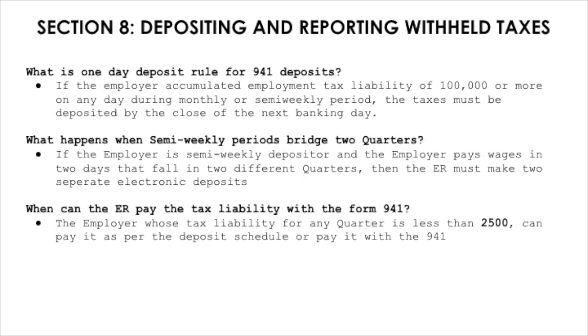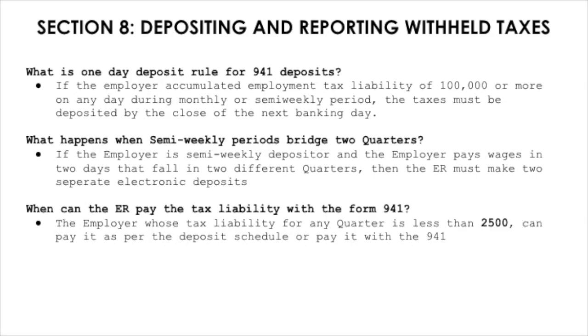What happens when the semi-weekly periods bridge two quarters? If the employer is a semi-weekly depositor and the employer pays wages in 2 days that fall into different quarters, then the employer must make two separate electronic deposits via the electronic fund transfer.